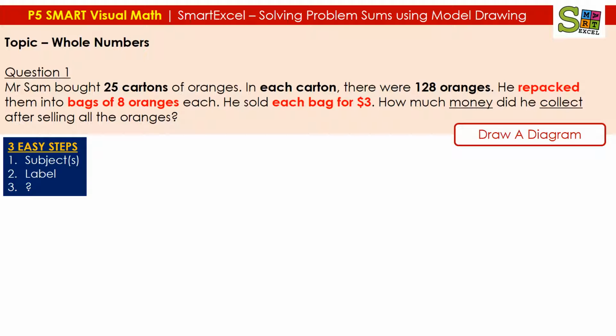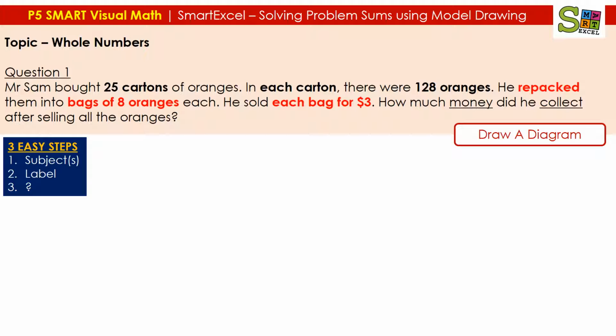Alright. So again, we need to start to identify the number of subjects in the question itself. Alright, let's read for a second time. Mr. Sam bought 25 cartons of oranges. Each carton there were 128 oranges. He repacked them into bags of 8 oranges each. He sold each of the bag for $3. And how much would he collect?